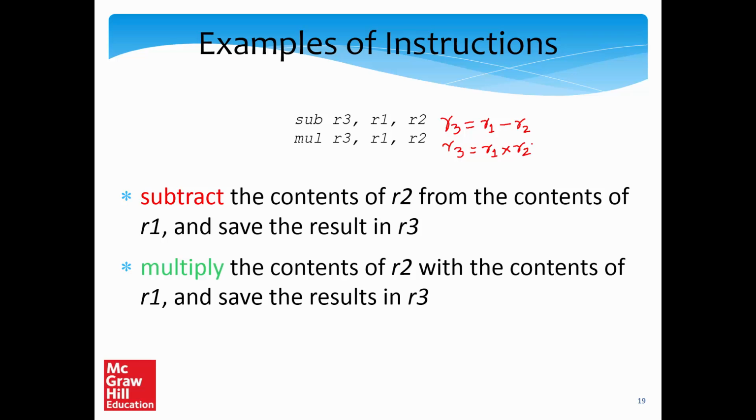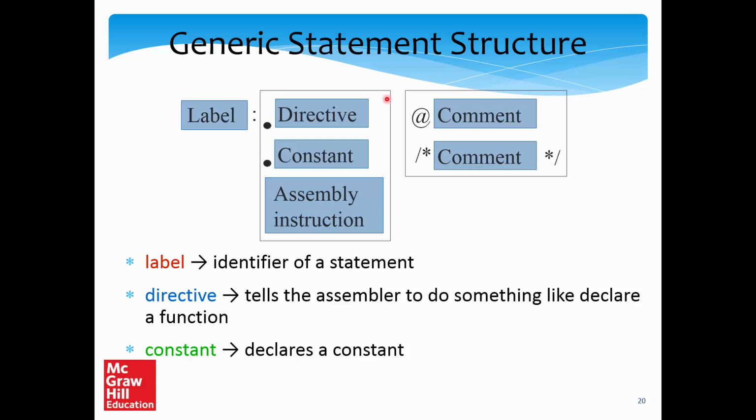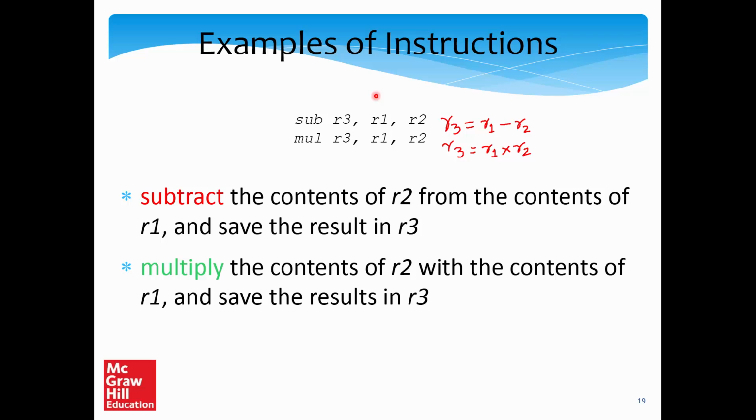In this sense, this is like a high-level programming language, albeit the syntax is slightly different. The destination always comes first. The first operand is typically the destination, and the next two operands are the source operands. The source operands in this case are specified using registers, but that need not be the case. We'll take a look at that in the next few slides. These two assembly statements are only one kind of assembly statements. There can be many other kinds as well.